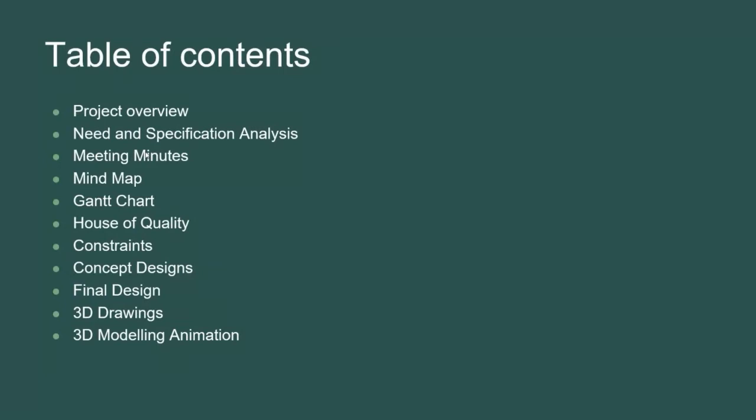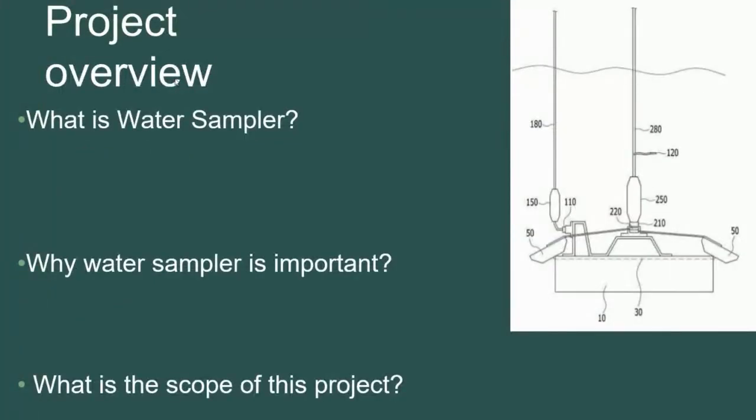Here's our table of content. We go through the project overview of what is the water sampler, why we need water sampler, and the scope of this project, and then we will go through need and specification analysis, minute meetings, mind map, Gantt chart, house of quality, constraint, concept design, final design, 3D drawings, and 3D modeling animation. In this presentation, the setup and the execution of the techniques will be explained and demonstrated as well. All right, let's move on to project overview.